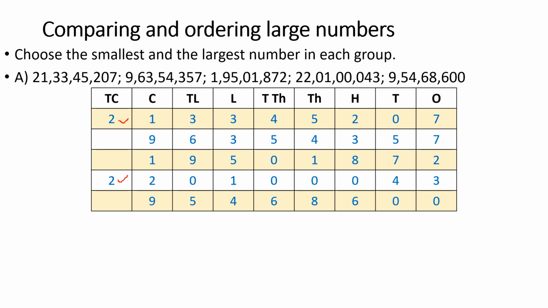But how will we find out the largest? Just see here. Here is the digit 2 in both the numerals, which is the same. So we will come to the nearby place, which is the crores place. Here we will see, here is 1 and here is 2. Which is larger? Definitely 2. So that's why this numeral is the largest. It means 22 crore 1 lakh 43 is the largest number in this group.